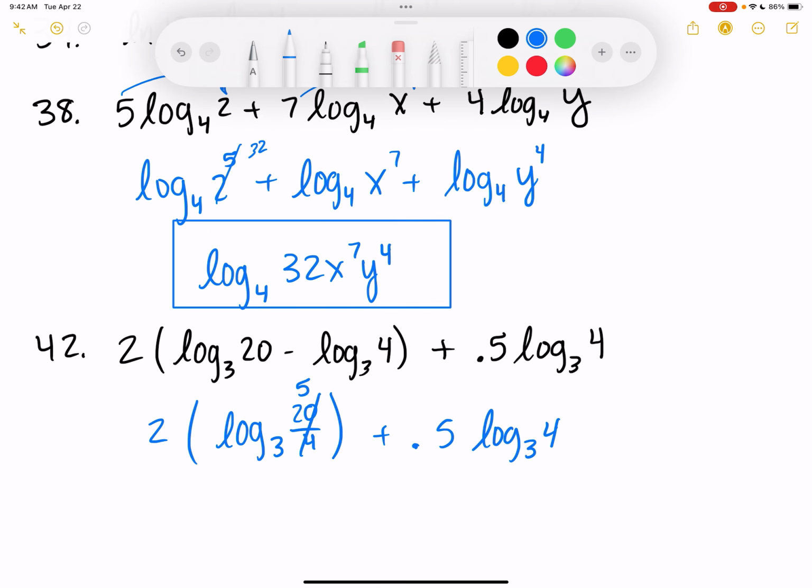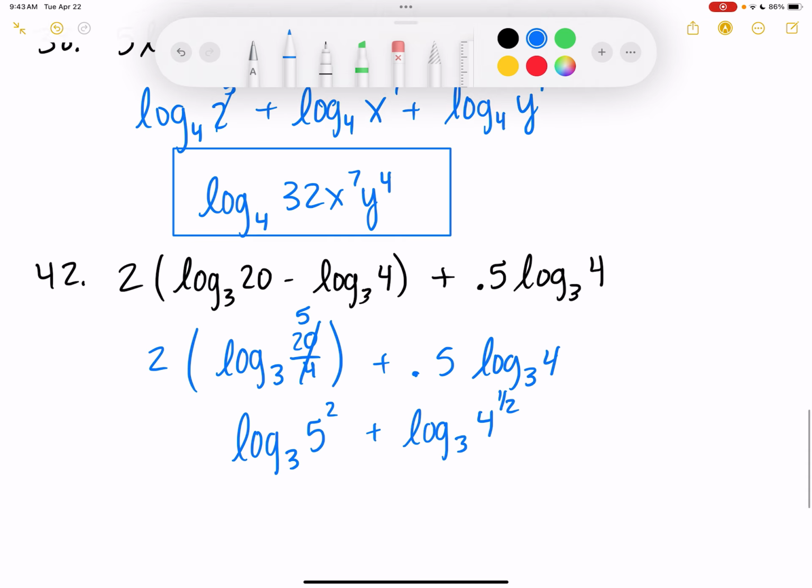Now I'll put this 2 up top, so this becomes log base 3 of 5 squared, which obviously we know what that is. And then plus log base 3 of 4 to the 1/2. So this is really log base 3 of 25 plus log base 3 of what? 2. Yep. So remember, if it's raised to the 1/2, it's the square root.